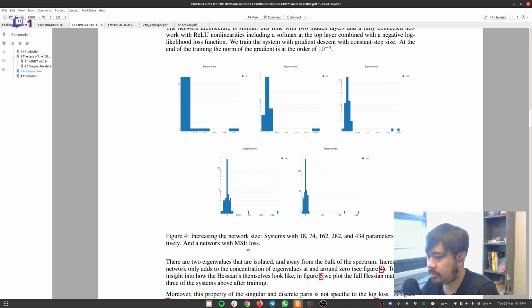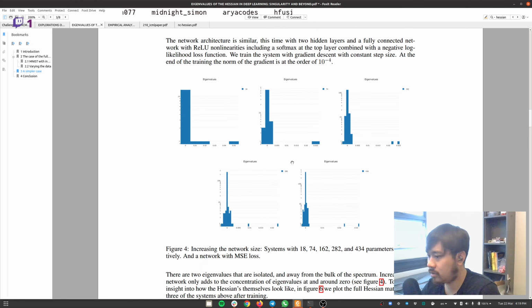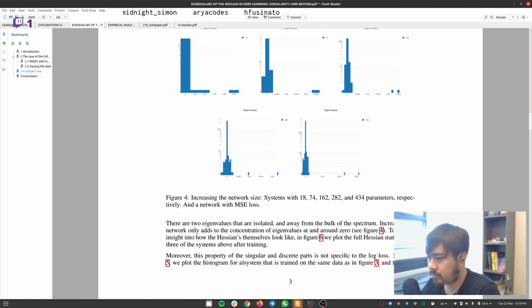There are 2 eigenvalues that are isolated and away from the bulk of the spectrum. Oh, okay, so these things. Increasing the network only adds to the concentration around 0. To give an insight, in figure 6, we plot full Hessian matrices for 3 of the systems above after training. So this is after training, I guess. Moreover, this property of the singular and discrete parts is not specific to the log loss.